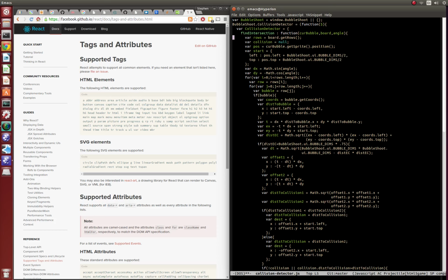Alright, so we pretty much know there. First we're going through all rows, then we're saying, okay, set collision to null, because initially we have no collisions, right? Then we say position is equal to current bubble.